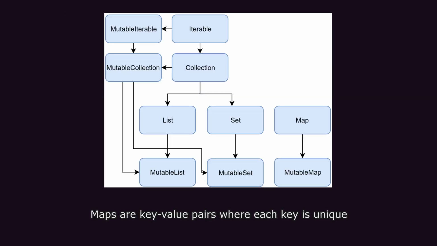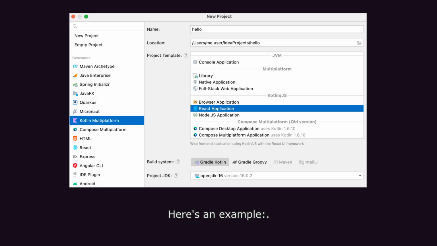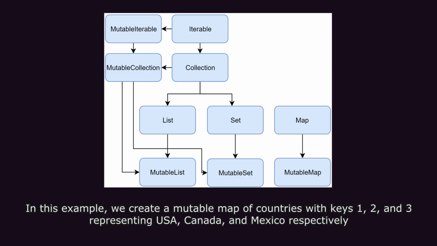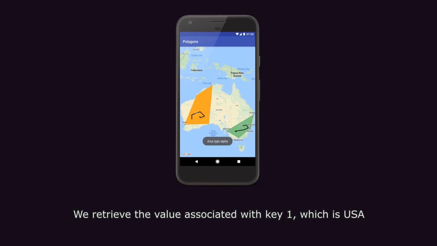Maps. Maps are key-value pairs where each key is unique. Here's an example. Code snippet. In this example, we create a mutable map of countries with keys 1, 2, and 3 representing USA, Canada, and Mexico respectively. We retrieve the value associated with key 1, which is USA.